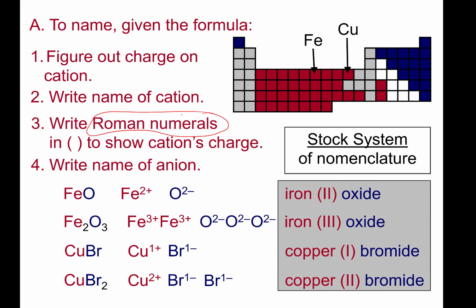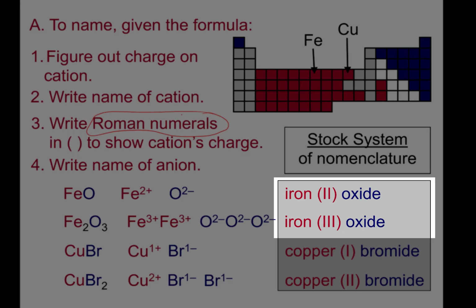So let's look at this a little bit closer. Iron(II) oxide, iron(III) oxide. That's telling us that iron can be either a 2+ ion or a 3+ ion.